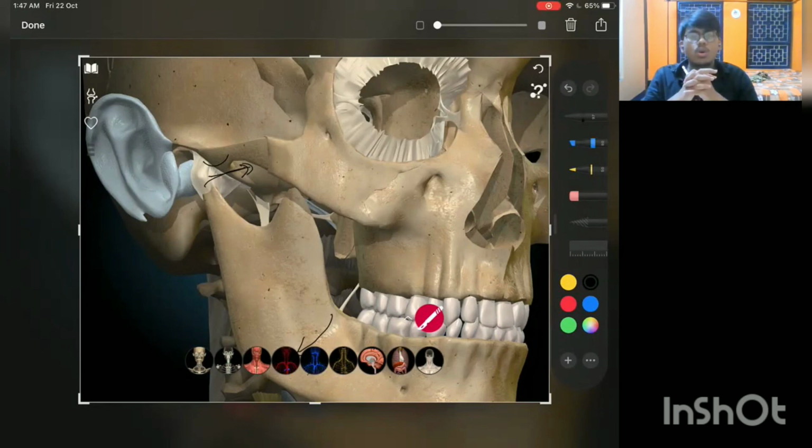Now, what to do? For reduction of this temporomandibular joint anterior dislocation, you have to put your two thumbs inside the patient's mouth, push the lower jaw a little bit downwards, and push the jaw a little bit backwards, and release your hands. Boom! The dislocation is reduced. So this was the clinical aspect of TMJ.